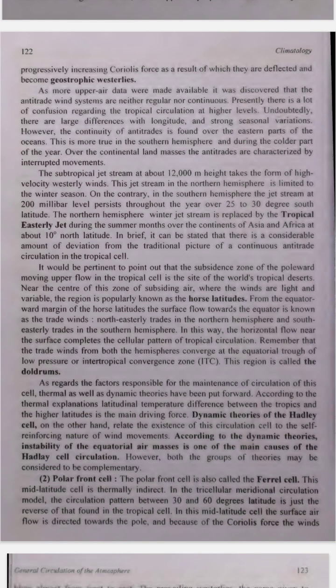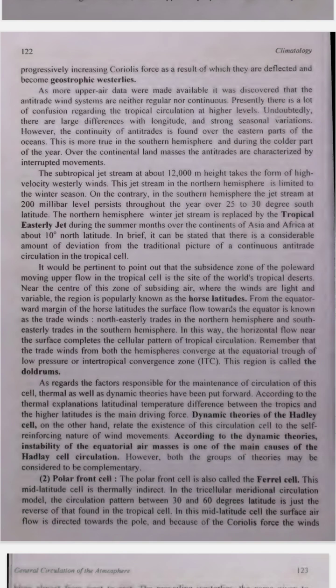Current understanding: irregularity. These winds are not always steady or continuous. Their movement can vary widely depending on the longitude, east to west position, and season. Continuity: eastern oceans. In the eastern parts of the oceans, especially in the southern hemisphere and during colder seasons, the anti-trades tend to be more consistent. Continental land masses. Over land, especially in the northern hemisphere, the anti-trades are more irregular and often interrupted.